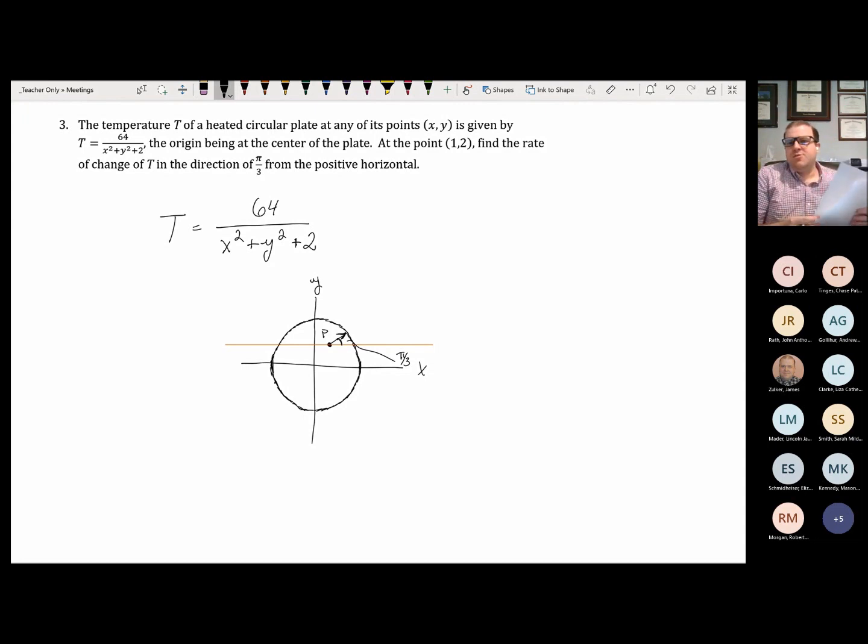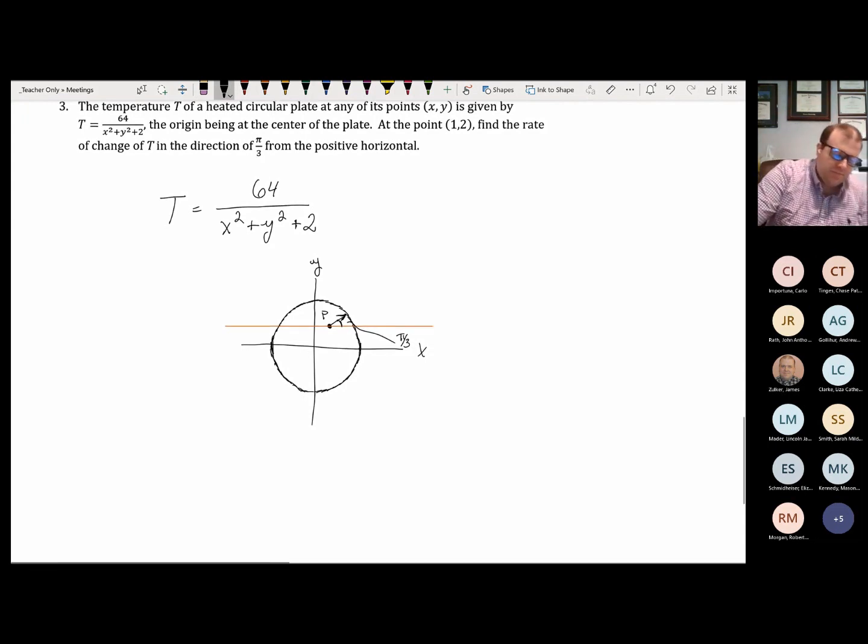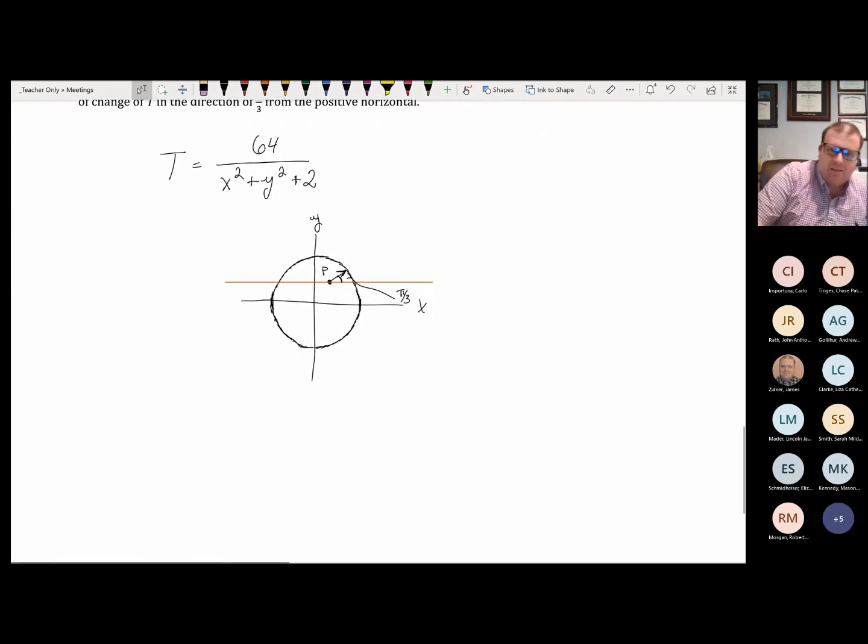Right. First thing we need to do, well, actually doesn't have to be the first thing, right? We need the gradient of temperature, right? Two variables, so there's only going to be two components of the gradient. What is the first component?